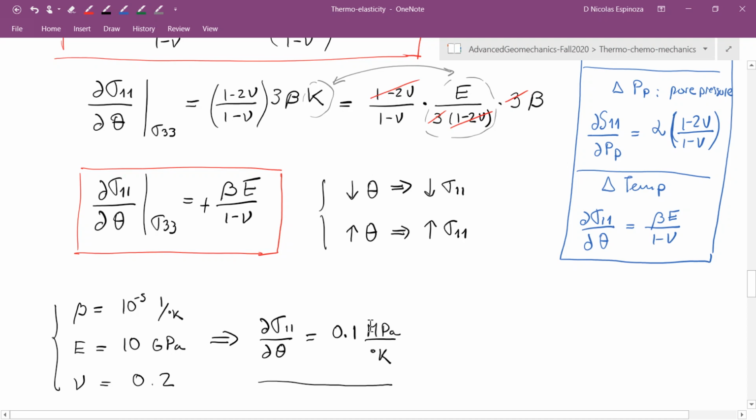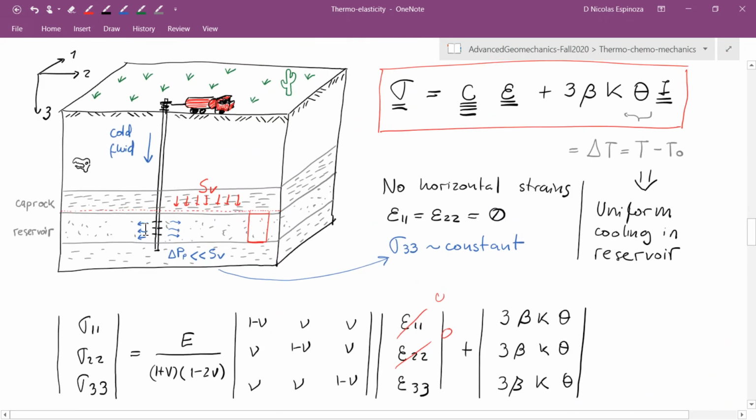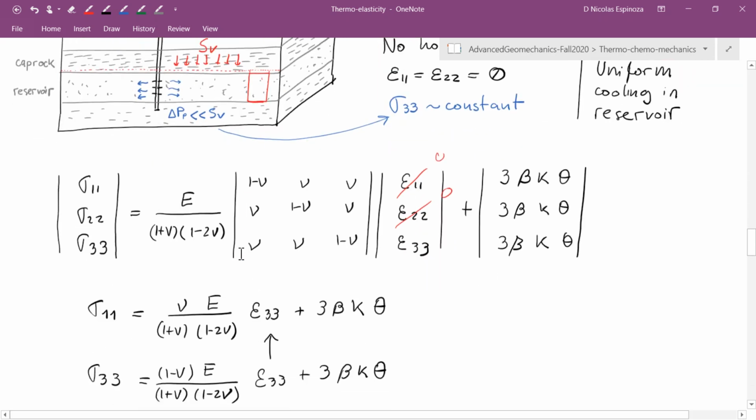In this particular case, we have assumed one extreme of the problem in which the entire layer cools down. Usually what we see in real problems is that the region that cools down is limited to the neighborhood of the wellbore. And let me show one example about this.